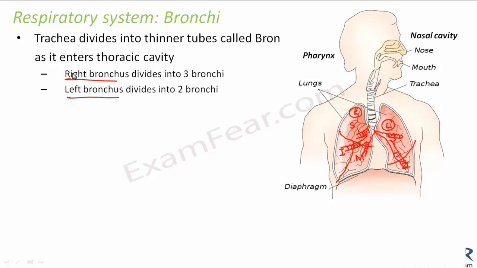So that is why it is said that the right bronchus divides into three bronchi and the left bronchus divides into two bronchi. That's because there are two lobes in the left lung and there are three lobes in the right lung. So what do these bronchi do? They do nothing. They just carry the air which was being carried by trachea inside the lungs. Clear? Okay, so now the air is finally reaching the lungs.